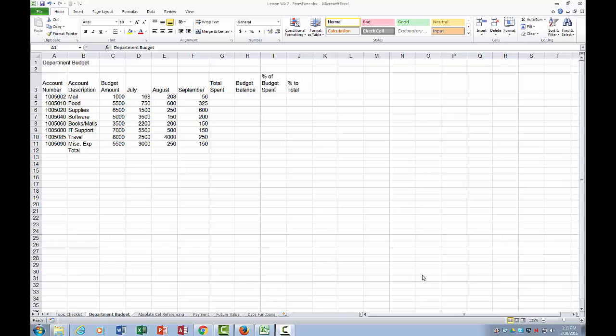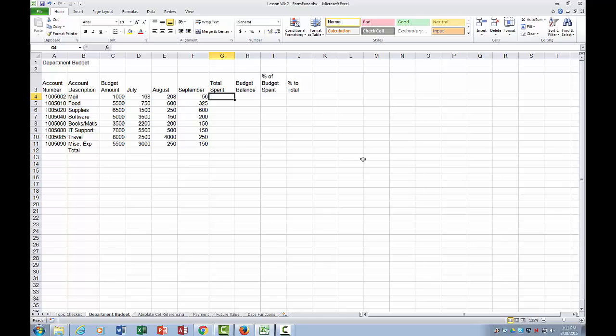In this department budget, we need to create totals for the amount spent in July, August, and September, the budget balance after spending that amount of money, the percent of the budget spent for each of our accounts, mail, supplies, IT, etc., and the percent to total. How much did we spend as it relates to the entire budget? First, let's go ahead and figure out how much we've spent in the 3 months, July, August, and September.